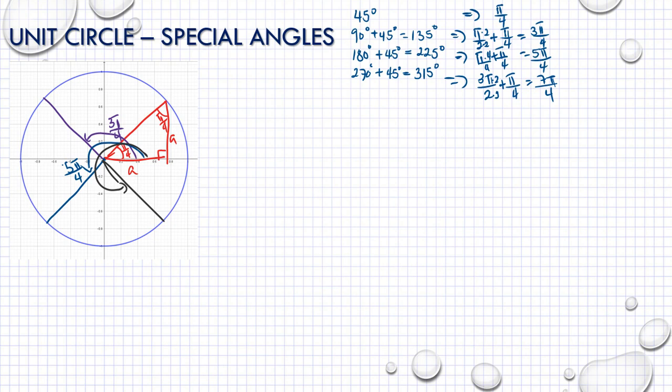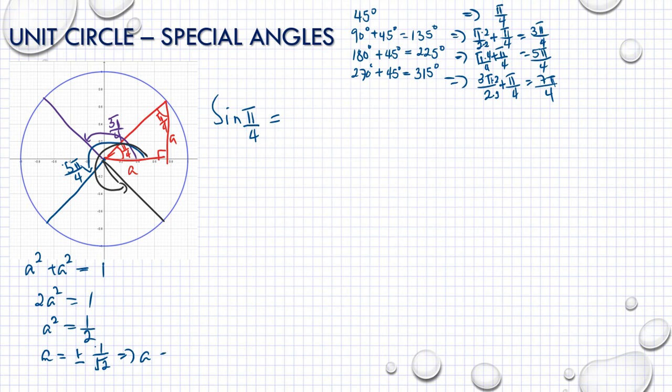Okay, so sine pi divided by 4, as you can see here, they are the same. So we have a squared plus a squared is equal to 1. So then we have 2a squared is equal to 1. And then a squared is equal to 1/2. And then a is equal to positive or negative square root of 1/2. That means 1 over square root of 2. Or we have a is equal to positive or negative square root of 2 divided by 2.